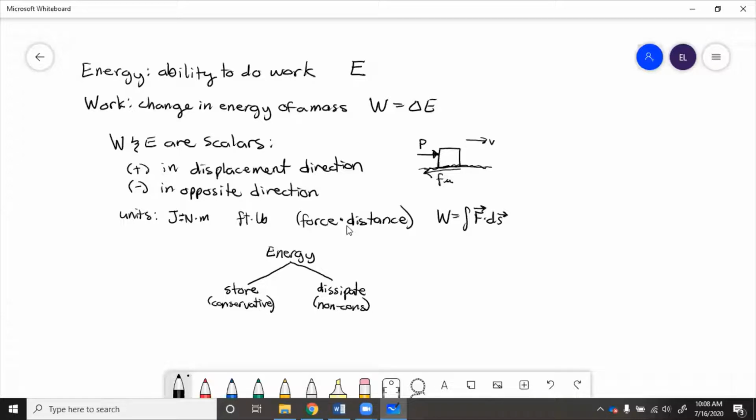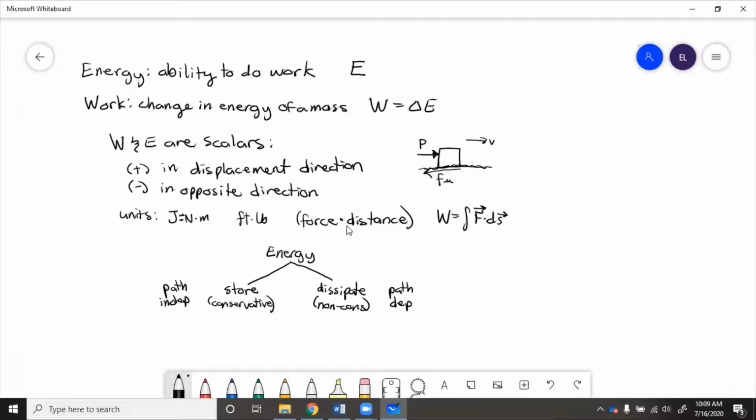So the work done by conservative forces is path independent. So that means that if energy is conserved, then the work that it took to get from point A to point B doesn't matter on the path that you took to get there. It just matters on the starting and ending states. Now, dissipative energy is path dependent. This means that the work to get from one state to another state does depend on the path that you take.